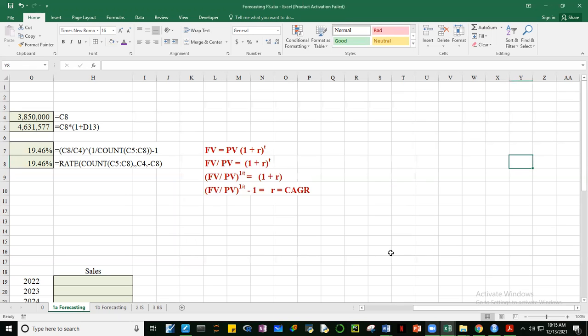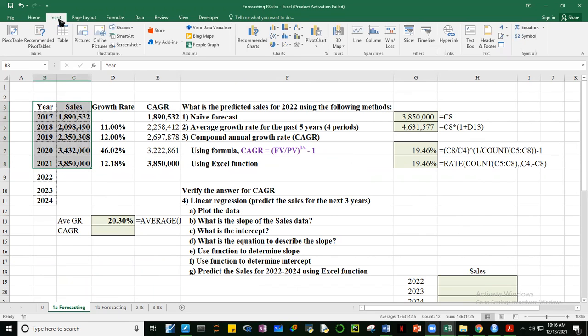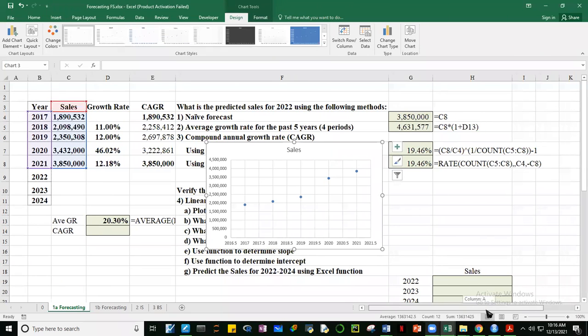Okay, for the benefit of those who are not able to follow, let me delete this first. Delete it again, no? Okay, and we're plotting year and sales. Let's highlight our data, year and sales. And then we go to insert. Then go to the charts tab. And we use this scatter plot, these dots. There you go.